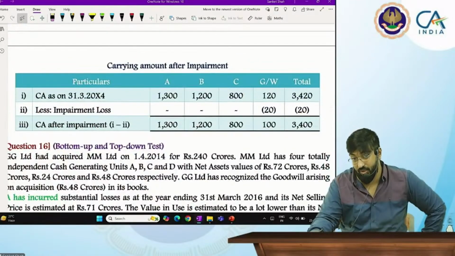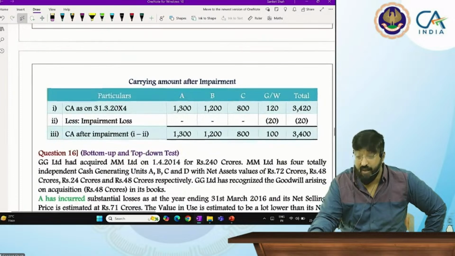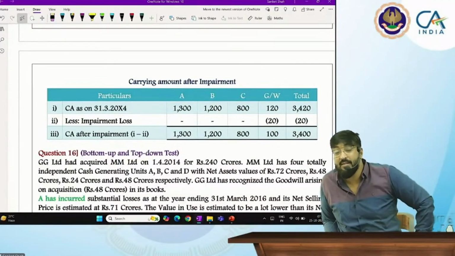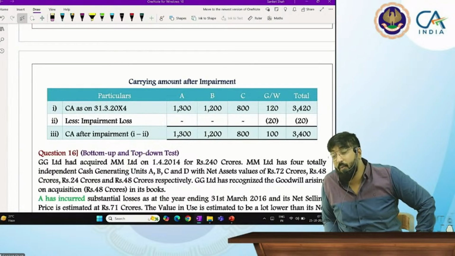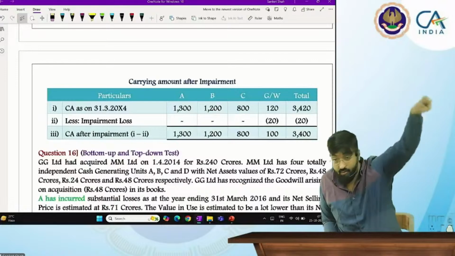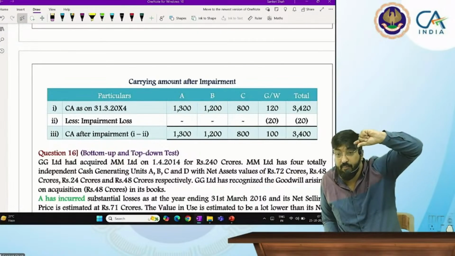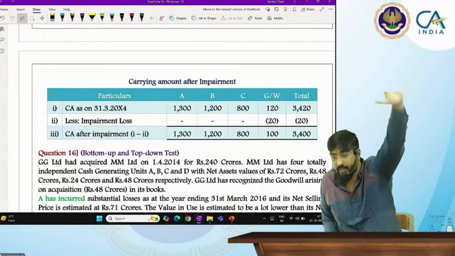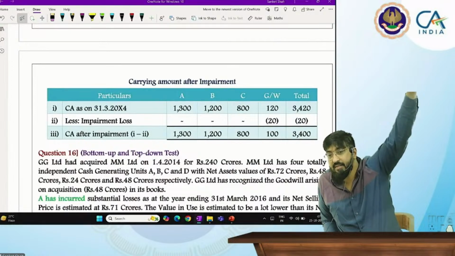Top-down approach. Now you got the concept. Yes, sir. Any difficulty in this, anyone has difficulty? So in top-down approach, first we will go with the bottom-up only without goodwill. And then we will add all assets plus goodwill, compare with the overall recoverable amount, then check the impairment, and adjust against goodwill first.